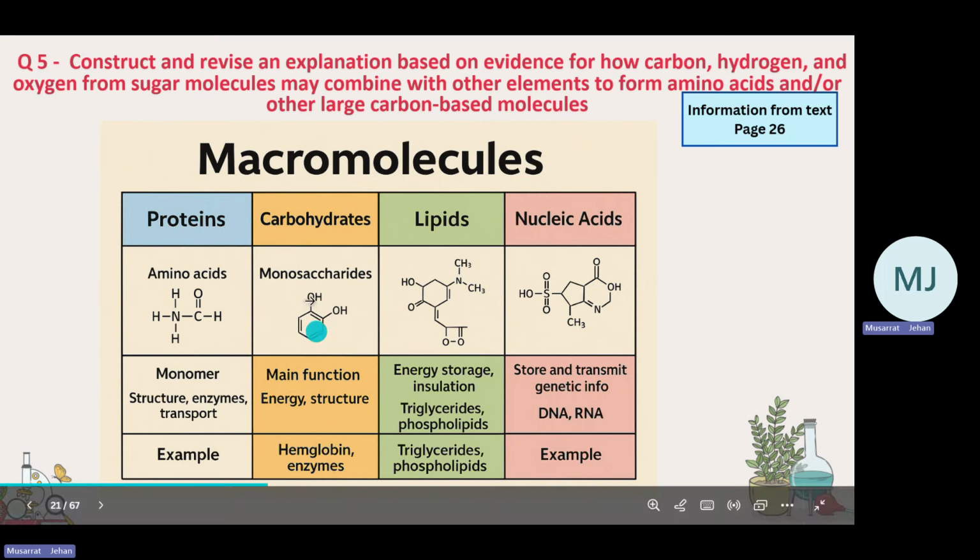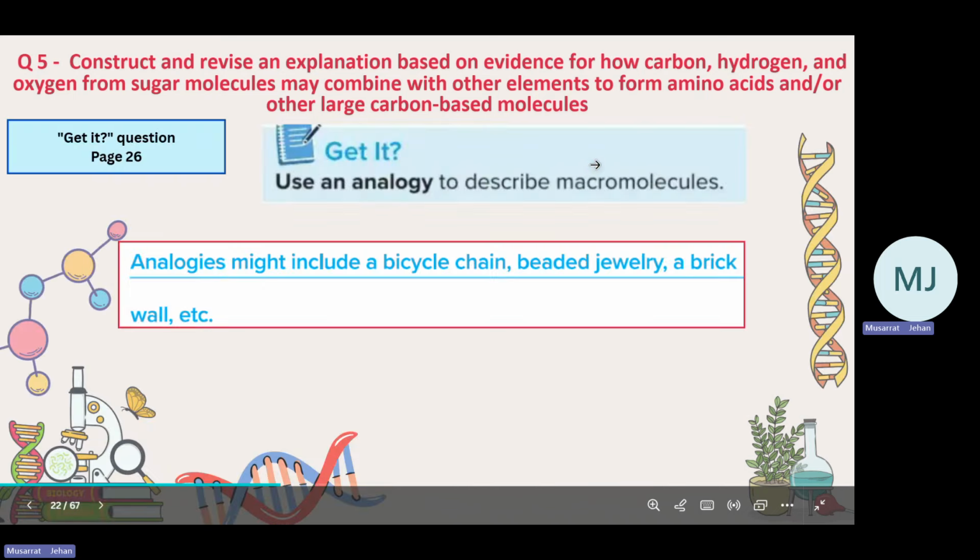And these are some examples of carbohydrates, hemoglobin, enzymes, triglycerides. These are some examples.